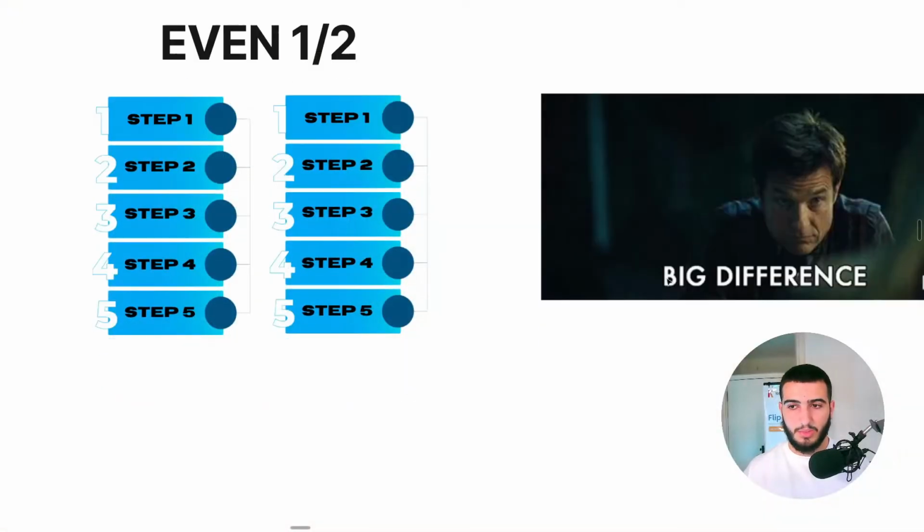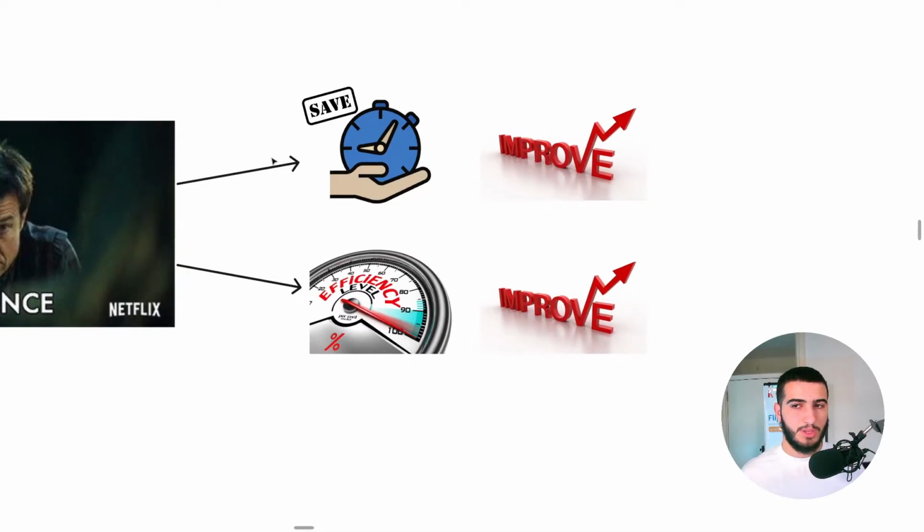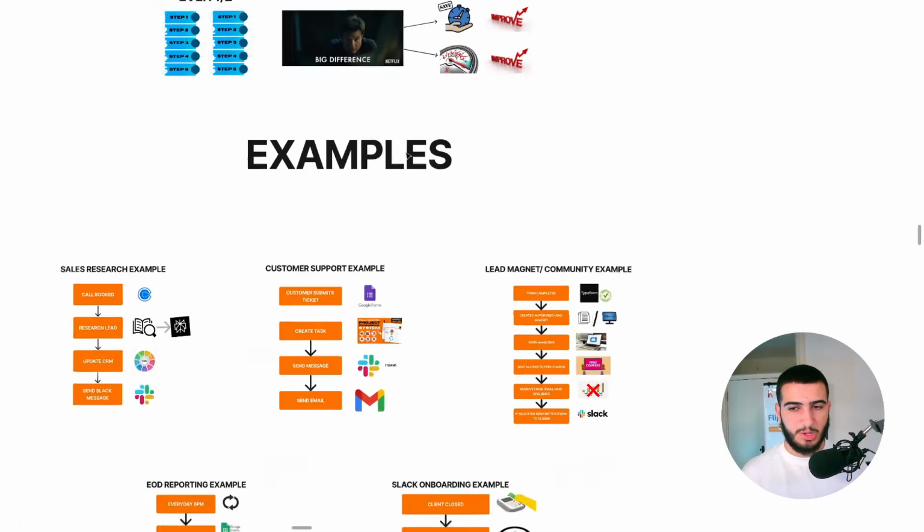Unlike basic automations, even having one or two of these within your agency will make a big difference. Because remember, here you're automating entire workflows. So you'll see, taking a couple hours to build one or two of these will lead to massive improvements in time savings, also efficiency within your agency. Let's go through some examples.